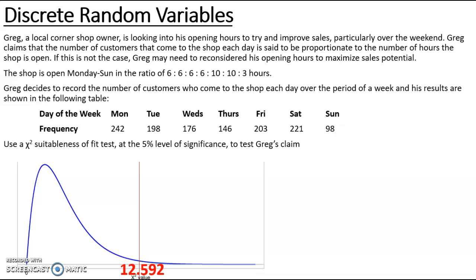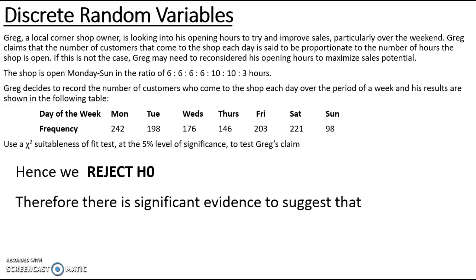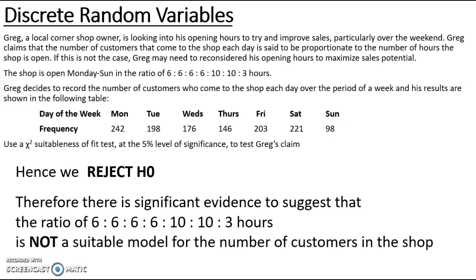So if that is my critical value, I look at my test statistic, which was 78.282. That's definitely going to be in the tail on the right-hand side. It's a huge number. So therefore, when I do my conclusion, I can say that we reject H0, and therefore there is significant evidence to suggest that the given ratio is not a suitable model for the number of customers in the shop.